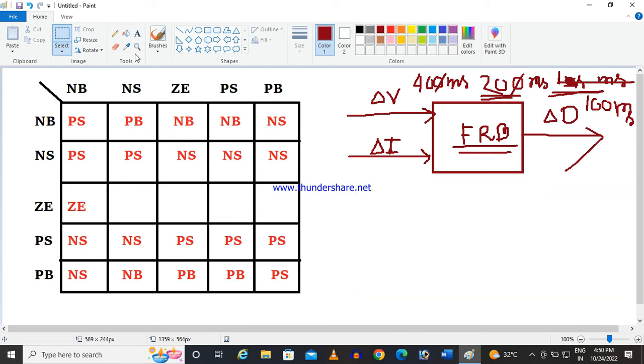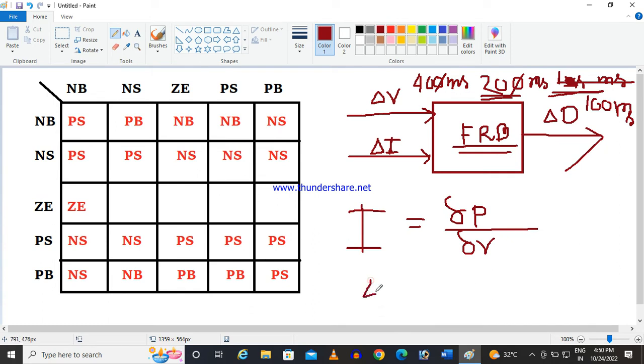So now what is my I? Defining one variable I, that is my del P by del V. Then what is my del I? Del I is equal to my I_k minus I_(k-1).